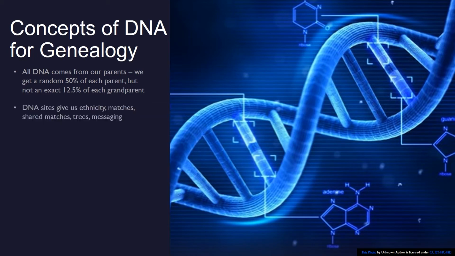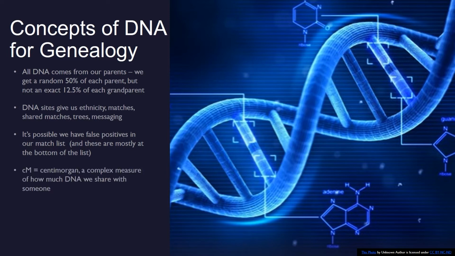DNA sites give us our ethnicity estimates, our matches, our shared matches, which are going to be really important for what I'm going to be talking about, any trees that our matches have, and then a way to contact our matches. It's possible we have false matches in our match list, and these are mostly near the bottom of the list. And we measure our matches based on centimorgans.